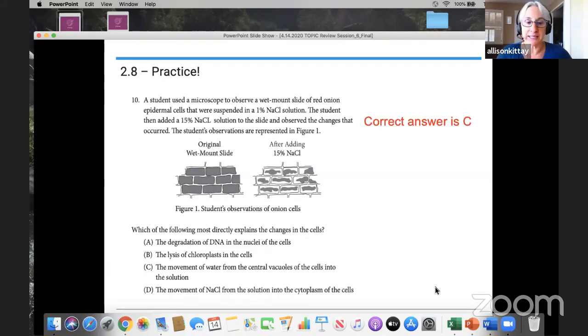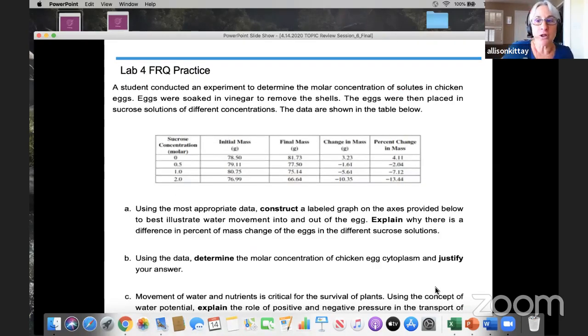And the correct answer is C, right? The water is moving from where there's more water to where there's less water, which in this case, in the 15% sodium chloride solution, that's hypertonic. So the water inside the cytoplasm leaves for that hypertonic solution, trying to balance it out, and the cytoplasm shrivels up. And that's called plasmolysis. Okay, so long FRQ practice, super fun though.